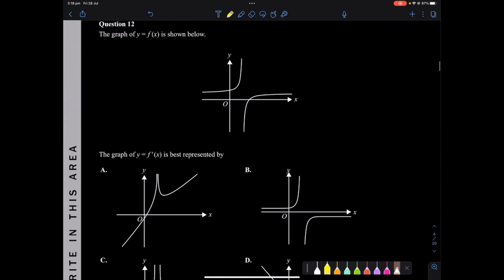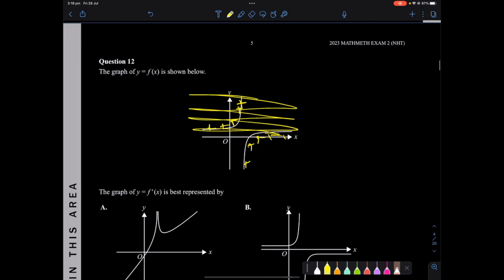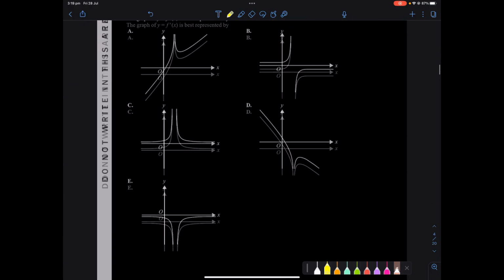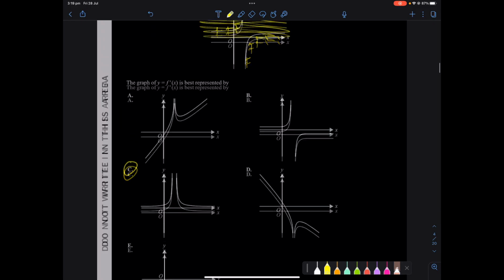Next question. The graph of f of x is shown below. Okay, for the graph of f dash of x, this is all positive. This has a positive gradient, and also this one has a positive gradient. So what I know is the graph is going to be all above the x-axis. So only C is your answer. The other ones go below.